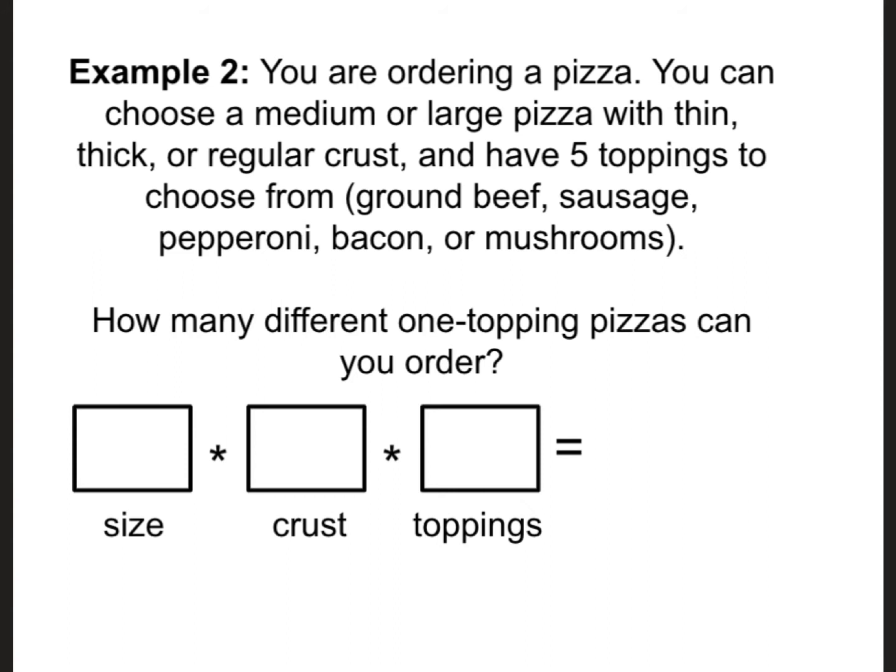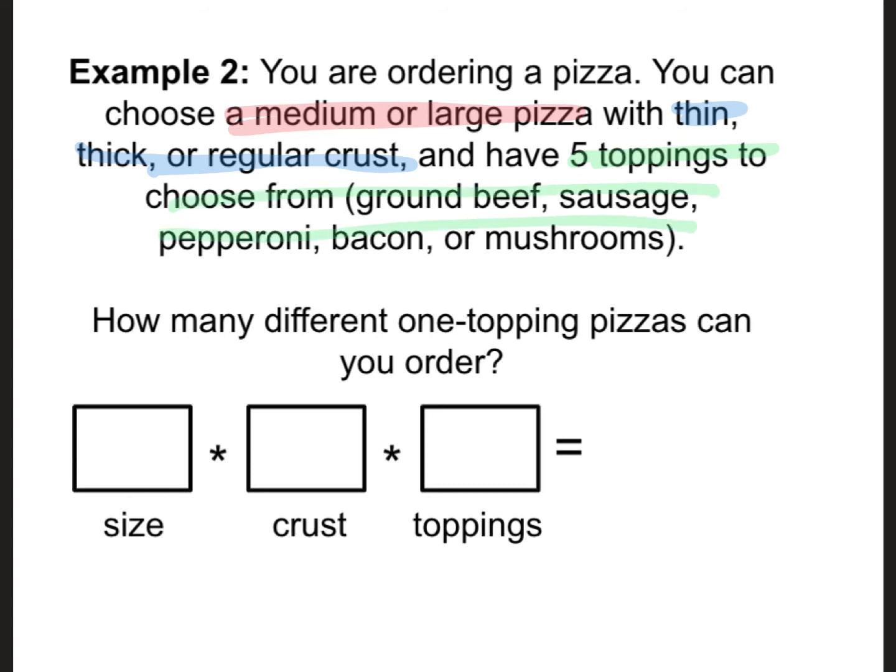Well, if I look at this question, I have to decide on 3 things. The first thing I need to decide on is what size I want. Do I want a medium or a large pizza? The second thing we have to decide on is the type of crust. We have thin, thick, or regular crust. And then the third one is the toppings. We have 5 toppings to choose from. They're all listed there if you want to read them again.